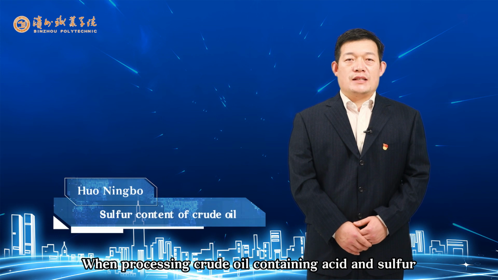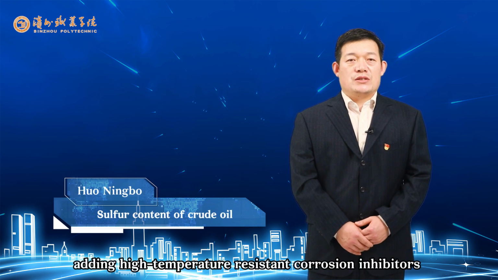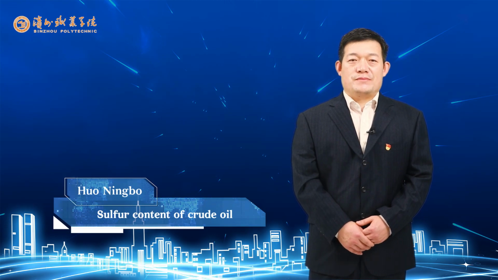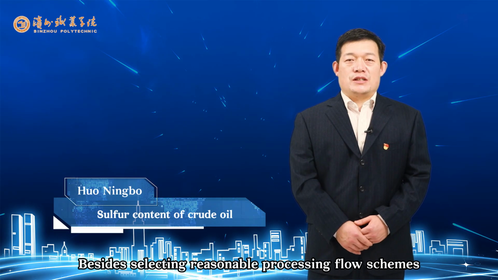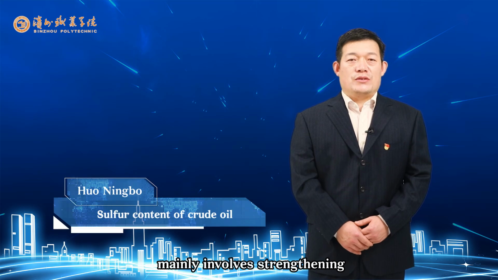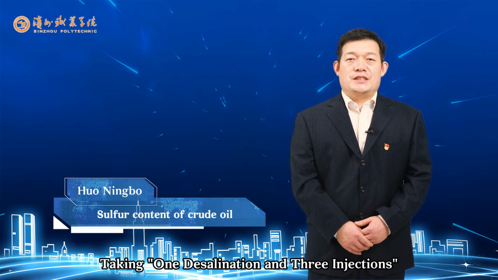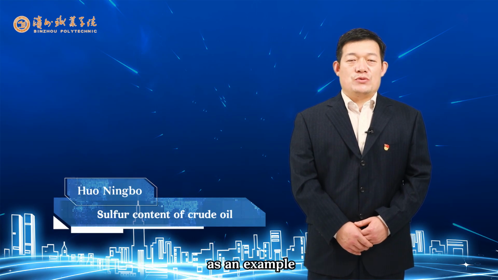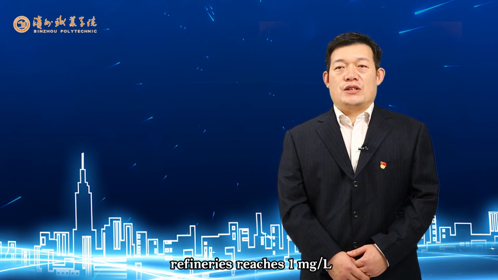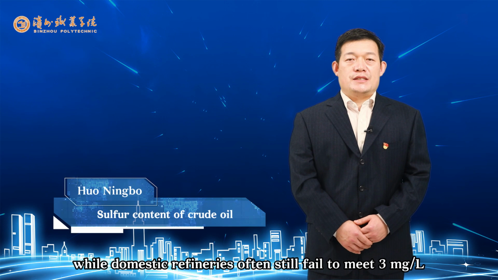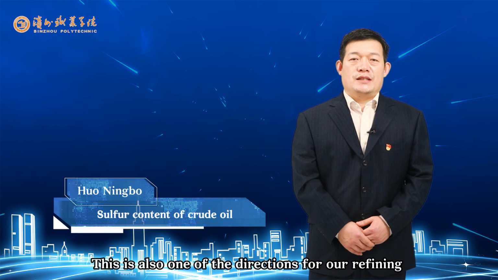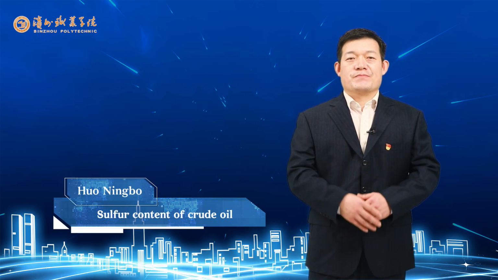When processing crude oil containing acid and sulfur, adding high-temperature resistant corrosion inhibitors can effectively prevent naphthenic acid corrosion. Besides selecting reasonable processing flow schemes, controlling corrosion in processing sour crude oil mainly involves strengthening process anti-corrosion measures. Taking one desalination and three injections as an example, the deep desalination target of some foreign refineries reaches 1 mg per liter, while domestic refineries often still fail to meet 3 mg per liter. This is also one of the directions for our refining and chemical practitioners to strive for.